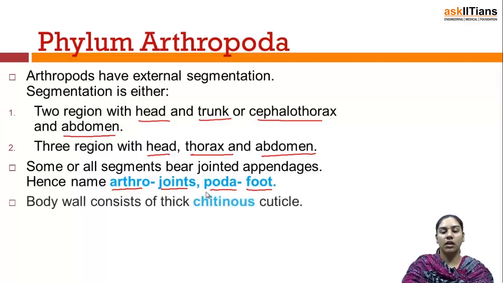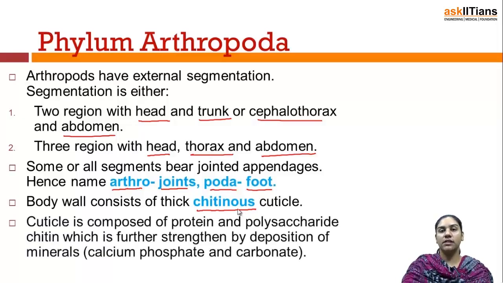The body wall consists of a thick chitinous cuticle. The cuticle is made up of chitin. And the cuticle is composed of protein and polysaccharides, and the cuticle is very strong due to the deposition of minerals like calcium phosphate and carbonate.